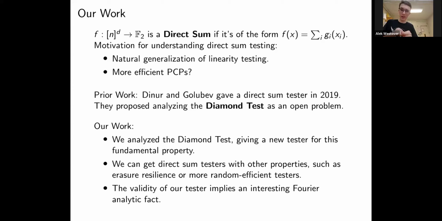So one really neat thing that we were able to show is the fact that we have this tester that is sound and complete with certain parameters implies a certain Fourier analytic fact, which might almost seem backward. Usually we might want to use some nice Fourier analytic fact to prove the validity of our tester, but here we did it the other way around, which I thought was kind of interesting.